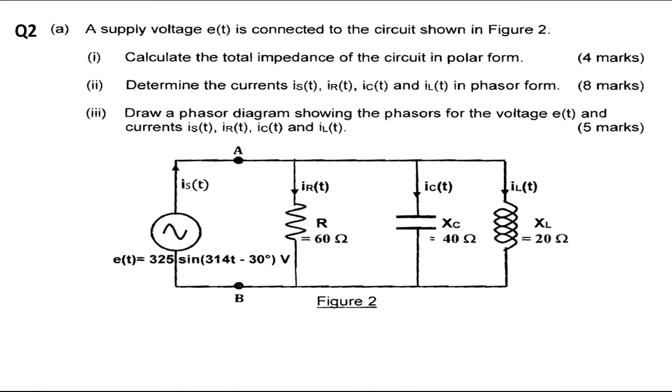A supply voltage ET is connected to the circuit shown in figure 2 below. We want to calculate the total impedance of the circuit in polar form. We also want to calculate the current, the total current IS, the branch currents IR, IC, and IL in phasor form. And finally, we want to draw a phasor diagram showing the phases for the voltage and the various currents. Now, let's get started.